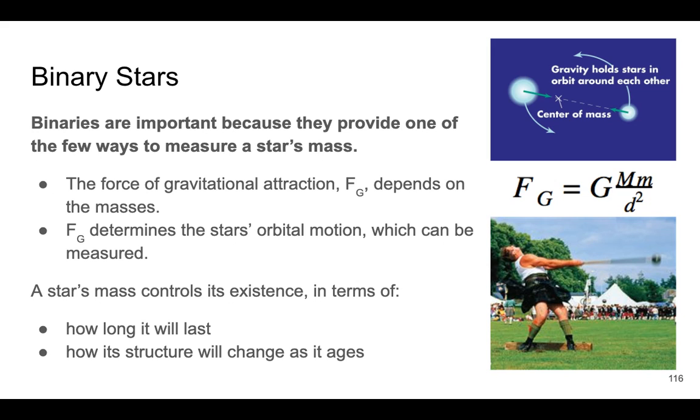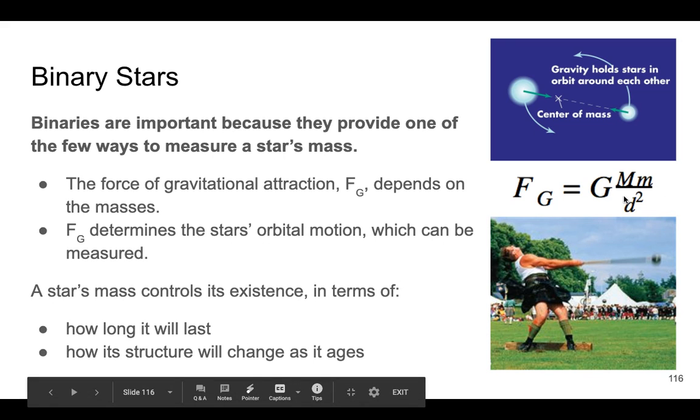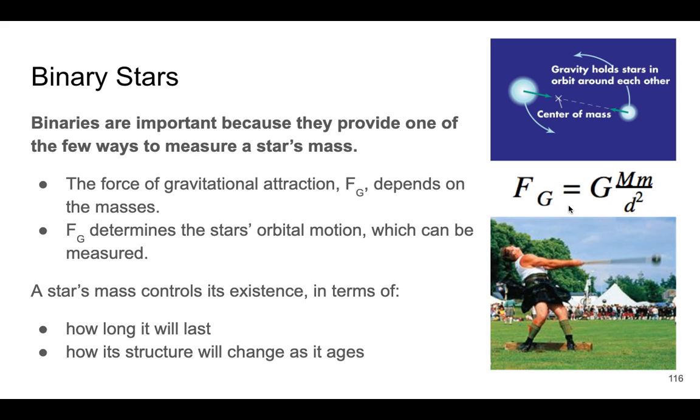So the most important thing about binaries is that they give us a way to measure a star's mass. The star's mass is going to determine the force of gravitational attraction. So this is a formula we had from earlier, from chapter 3, Newton's laws. The masses of the stars will determine the strength of the gravitational force. And that gravitational force will determine how long it takes the stars to orbit each other. So by looking at their orbital motion, you can figure out the stars' masses.